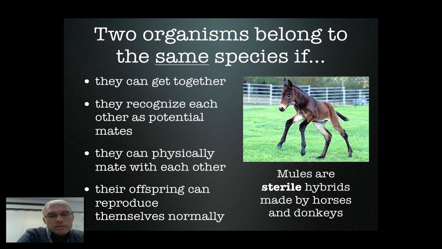Now, sometimes two organisms can be very close and almost be the same species, but not quite. For example, horses and donkeys can mate with each other under the right situation and produce offspring called mules. Now, mules are neither horse nor donkey. They're kind of a mix between the two, but mules are not normal. They can't reproduce on their own. They're what we call sterile. Mules can't reproduce. They're dead ends. So if you want to grow mules, you've got to grow horses and donkeys.